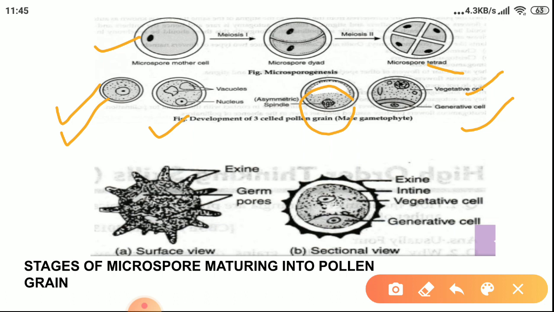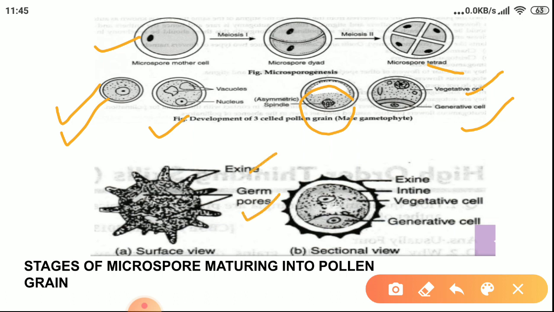Okay, we call it germ pore because after pollination, when pollen tube formation starts, pollen tube formation cannot start from any part of this exine because it is very hard to break. So there are small pores already formed in it which gives rise to pollen tube, and these pores are called germ pores. Okay, now here you can see this is germ pore and this is exine.